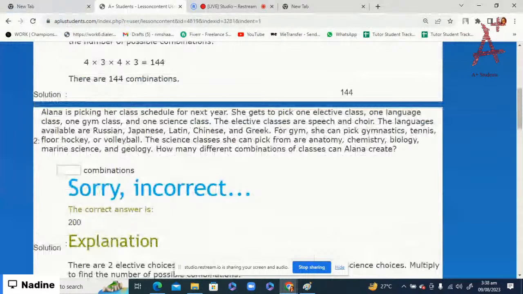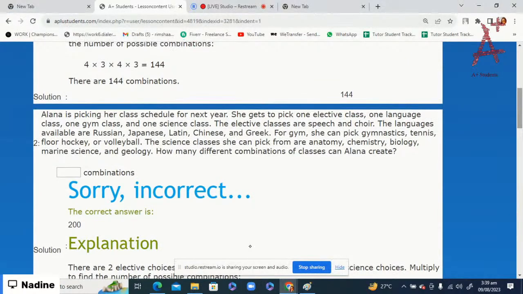For the language, available are Russian, Japanese, Latin, Chinese, and Greek. Sorry, five. And for the gym, she can pick gymnastics, tennis, floor hockey, or volleyball. These are four. And for the science class, you can pick from anatomy and chemistry, biology, marine science, and geology. So you just need to count all of it, then multiply all of it, and then you got your answer. Okay?